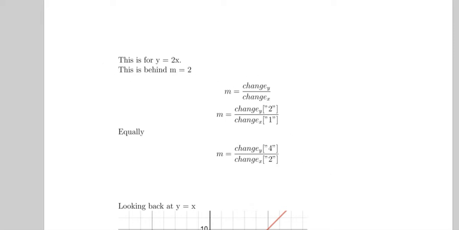Let's look at it perfectly in terms of its fraction. We're going to say change in y divided by change in x. And what was that change in y? Well, the change in y was 2 for every change in x of 1.